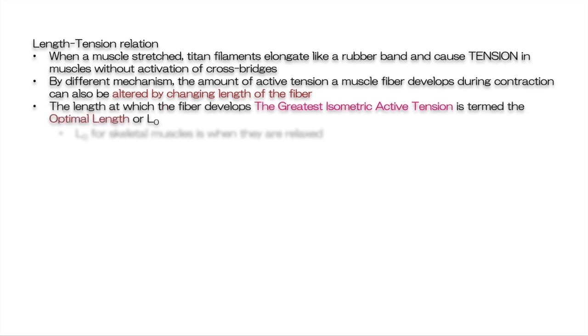At the length at which the fiber develops the greatest isometric active tension, we call it the optimal length, or LO. And this optimal length for the skeletal muscle is when they are relaxed. As a reference, at that optimal length, we call it 100% of the muscle length. When it's there, this is 100% of the muscle length.